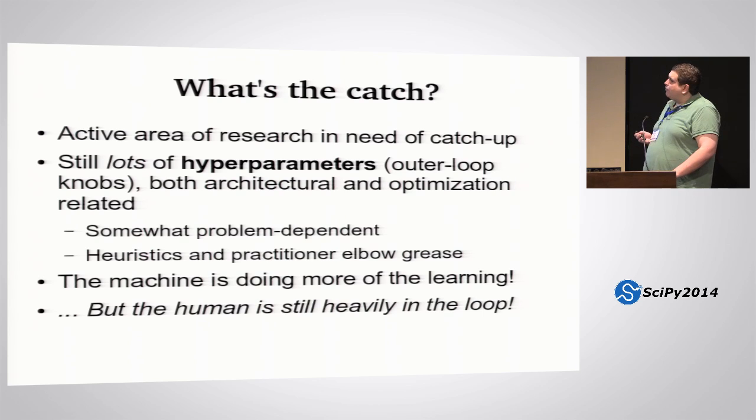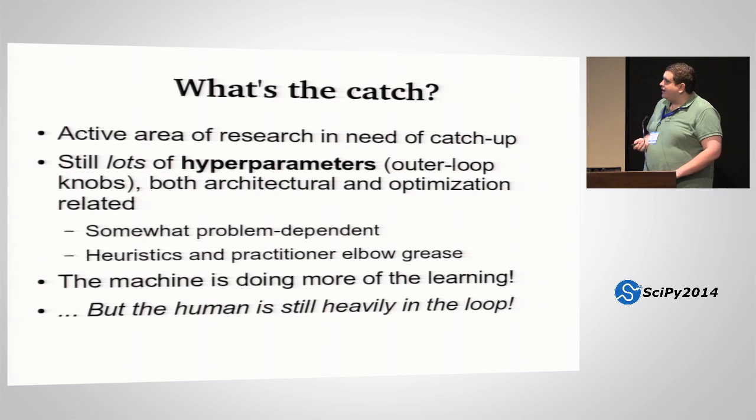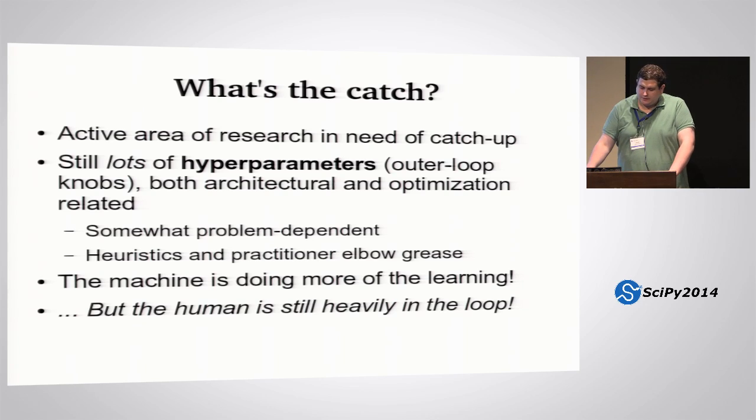And there are a lot of hyperparameters, knobs that you specify a priori that can basically make or break your training procedure. These are somewhat problem dependent, and you rely a lot on heuristics and practitioner know-how. The machine is doing more of the learning, but the human is still perilously in the loop.